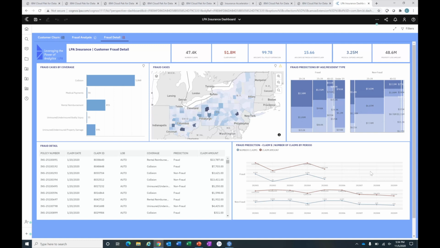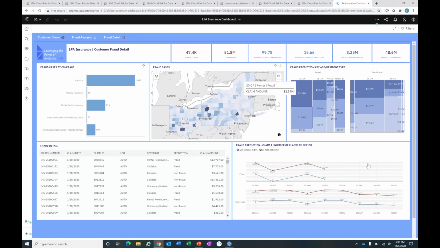I can also see my fraud predictions by age and resident type. So I'm looking at my fraud group here, and I can see that if you're a 20 to 24 year old renter, the likelihood of fraud is increased, right? We're seeing predicted fraud at a higher rate. And the claim amount for that group alone is $2.34 million. So if we were to pay that out, we'd be out $2 million. So that's some really good insight there.